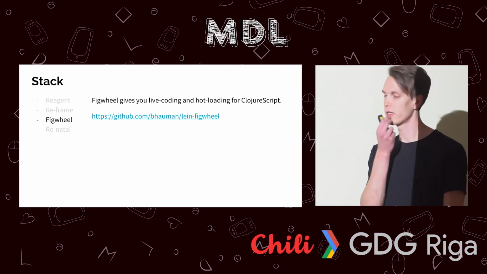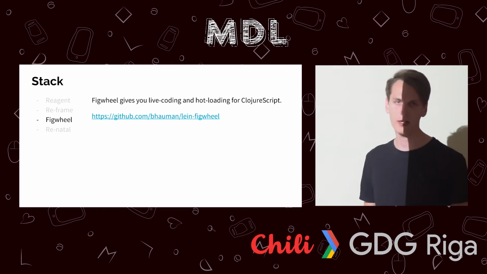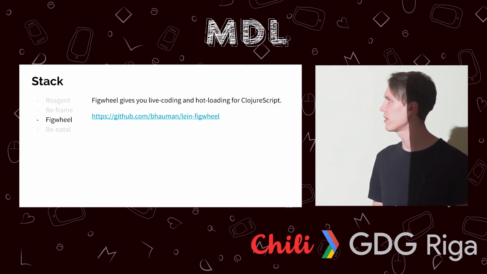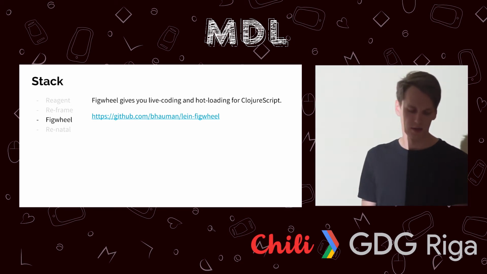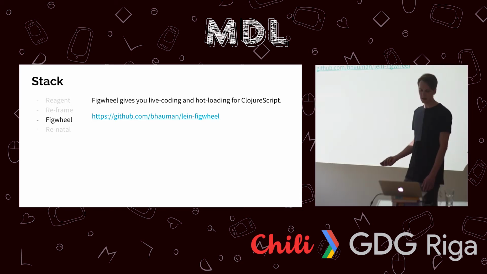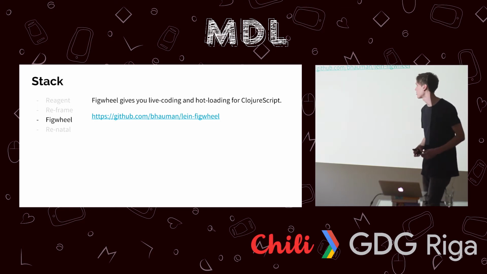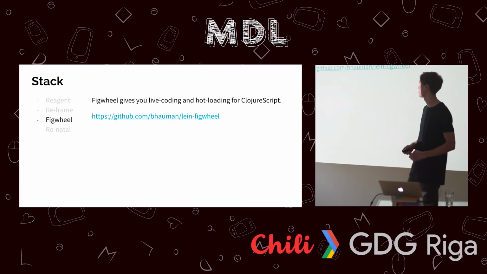Figwheel. Figwheel is a plugin that is used extensively in ClojureScript projects. What Figwheel gives you is hot code reloading and live coding options. So you can change the code on the fly, and it will reflect on the simulator instantly. Similarly, like all this showed in the previous presentation.